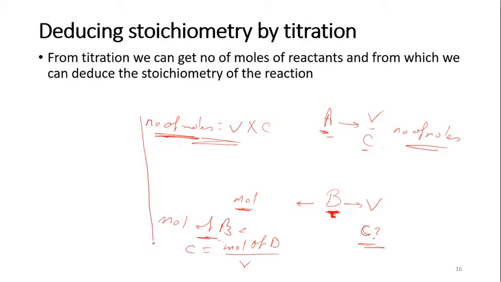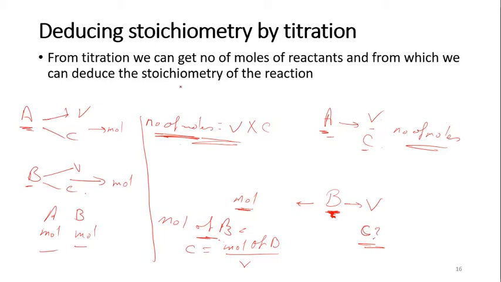If I know my A volume and concentration, and I know B volume and concentration, I can know how many moles of A reacted with how many moles of B. So in that case I will find out the number of moles by multiplying the volume by concentration in both cases, and the ratio between the number of moles of A against the number of moles of B can give me the stoichiometry of this reaction.